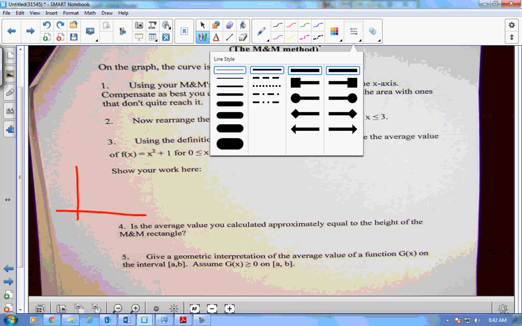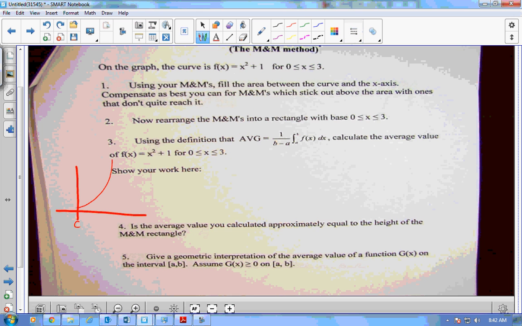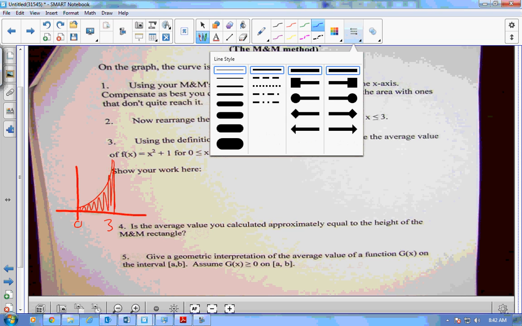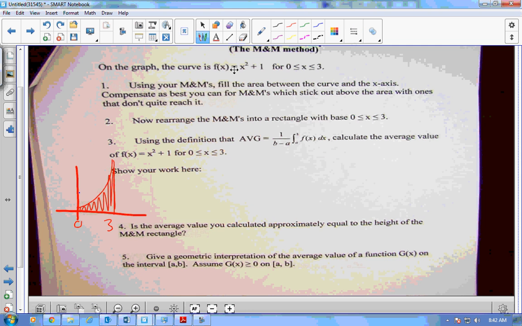There we go. So, we have our graph from 0 to 3, right? Area under the curve. So if you take those, it's not cooperating. Okay. If you take your M&Ms, the rectangle is shorter, right? And something like this.